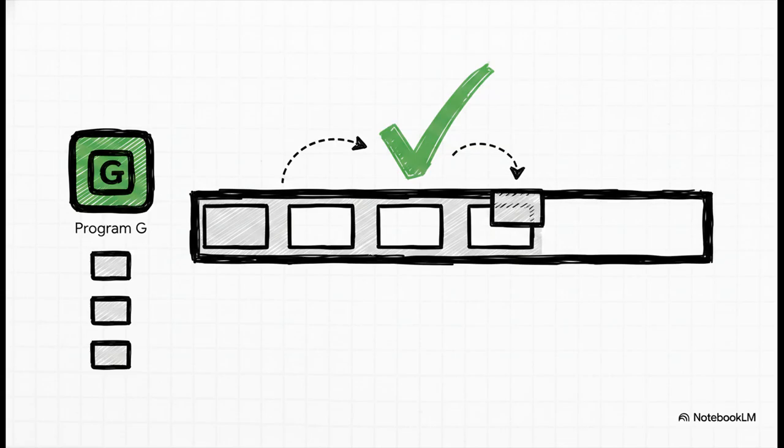Okay, so let's rewind to that disaster scenario from before. Remember Program G? It needed 3 blocks and couldn't run? Well, with paging, the OS just looks for any 3 empty pages. It doesn't care where they are. It finds one here, one over there, and one way at the end. It grabs them, gives them to Program G, and boom, problem solved, just like that.